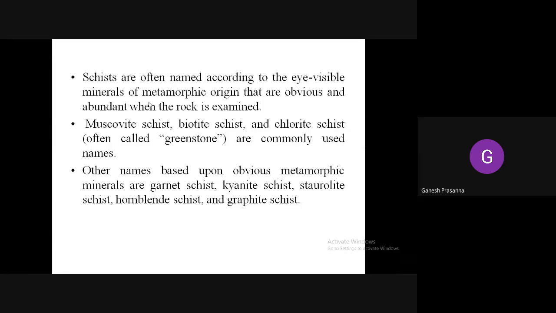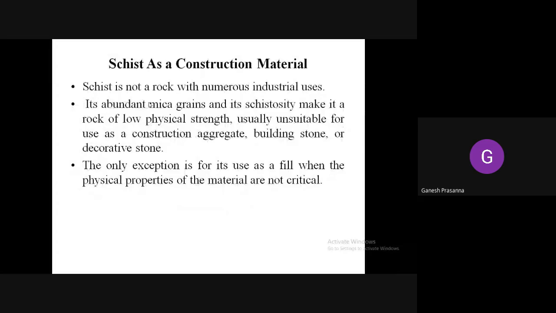If garnets are present, it is called garnet schist. If it comprises kyanite, it is called kyanite schist. If it comprises staurolite, it is called staurolite schist. If it comprises hornblende, it is called hornblende schist. And if it comprises graphite, it is called graphite schist. Based on the abundant mineral present, the name is given in that way. Okay, based on the abundance.